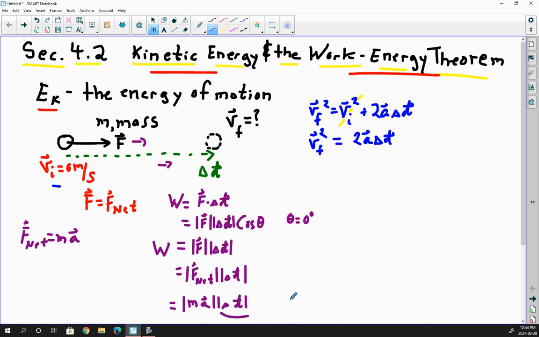Now, since these are all magnitudes, I'm just going to write ma, which will be the magnitude of the acceleration, and delta d, which would be the magnitude of the displacement.